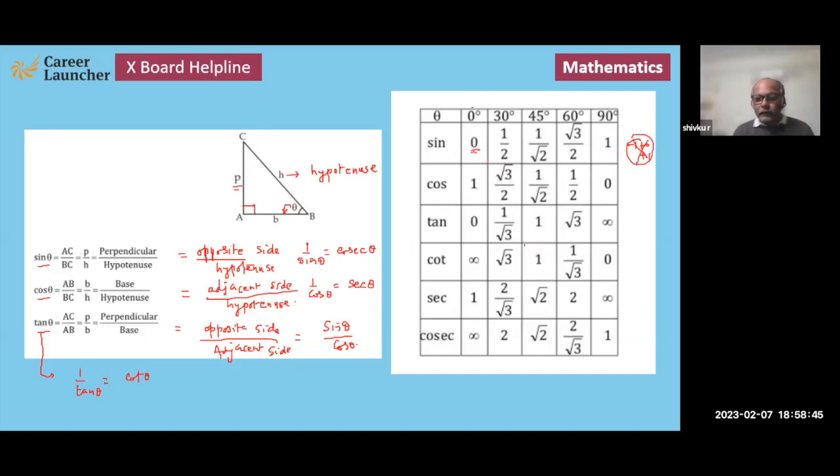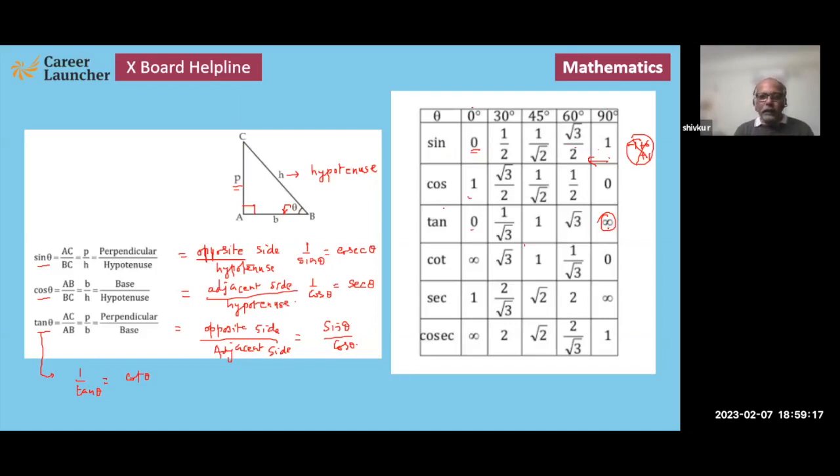So sin 0 is 0, sin 30 is 1/2, 1 by √2, √3 by 2, and 1. Now, I think the simplest way to remember is, if you remember this, you write the same thing in reverse. You will get the cos value. If you want to find the tan value, divide sine by cos. Now when you get to 1 by 0, the value is undefined, but we write it very loosely as infinity.